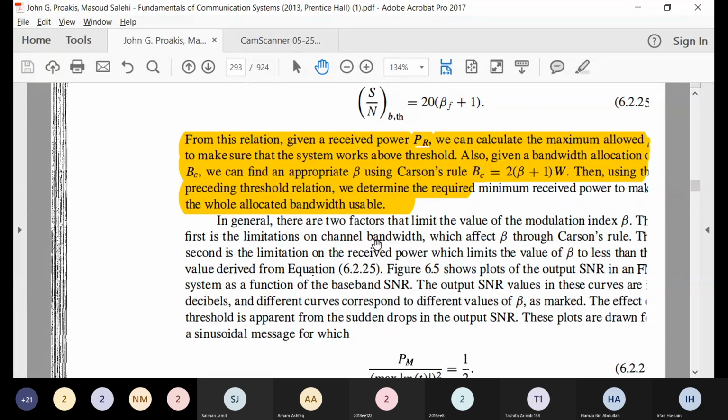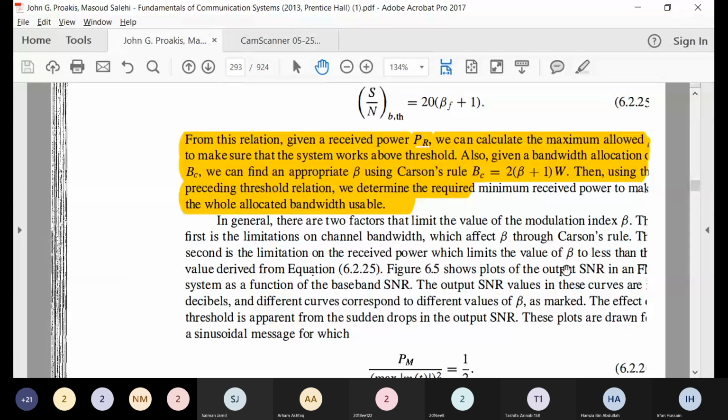So you could see the limitations on channel bandwidth from the Carson's rule, and then we have the limitation because of this threshold effect. Both are to be considered.